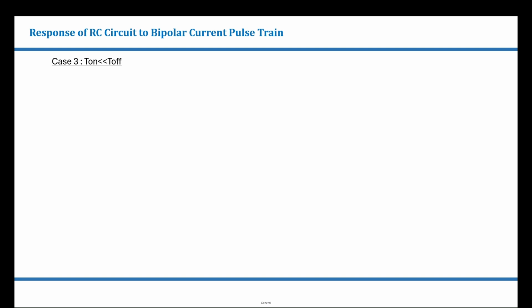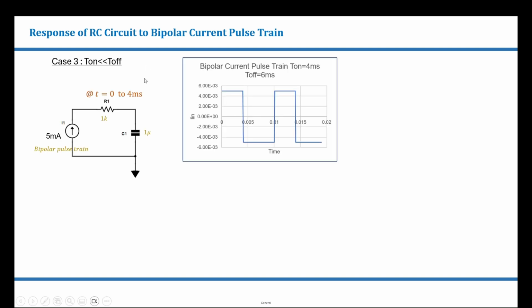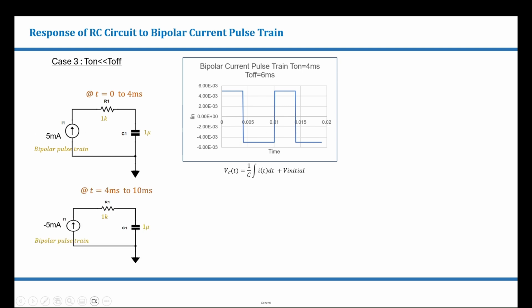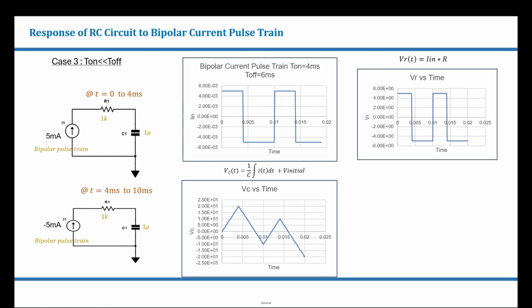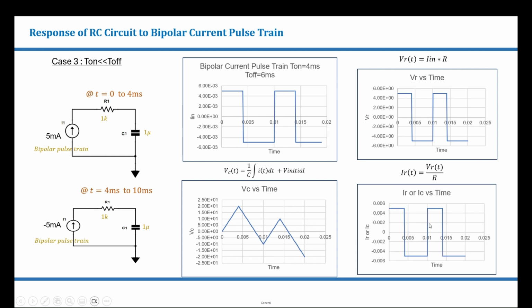Let's consider the case where T on is much less than T off. T on is 4 milliseconds. This is the input current that we are feeding to the RC circuit, and T off is 6 milliseconds. Now the voltage across the capacitor can be calculated using this equation. The time period is 6 milliseconds when the input current is minus 5 milliampere. The capacitor's voltage has reached negative, and this is how the voltage across the resistor looks. This is how the current flowing through the circuit looks.